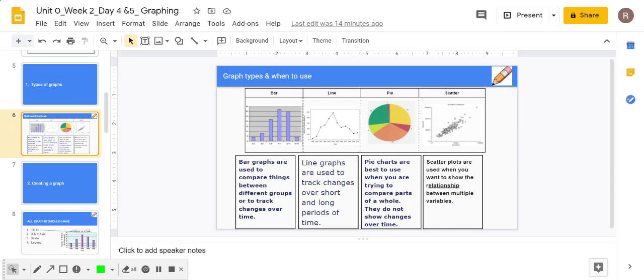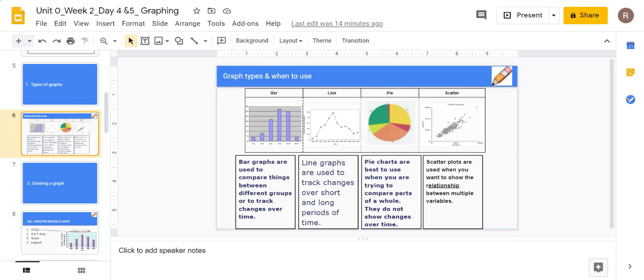So there are several different types of graphs. These are definitely not the only ones that are out there, but these are the types of graphs that we're going to use most often in our class. So the first type is a bar graph. Notice how the bars are individual of one another. They're not connected. There's no connect the dots type deal as in a line graph.